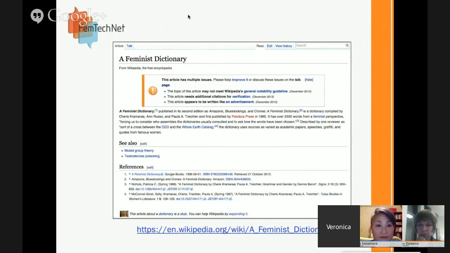Another one, this is more of a stub page. This is a feminist dictionary. And you'll notice, there are little warnings at top. The article has multiple issues. So this is something that another student in FemTechNet might carry on, making this stub a little more rounded out and adding more information to make this a more robust page.